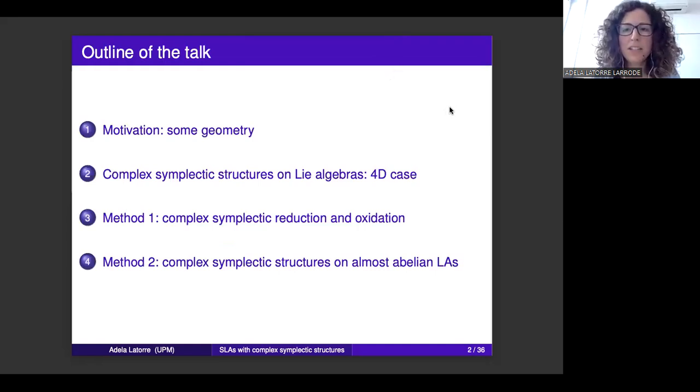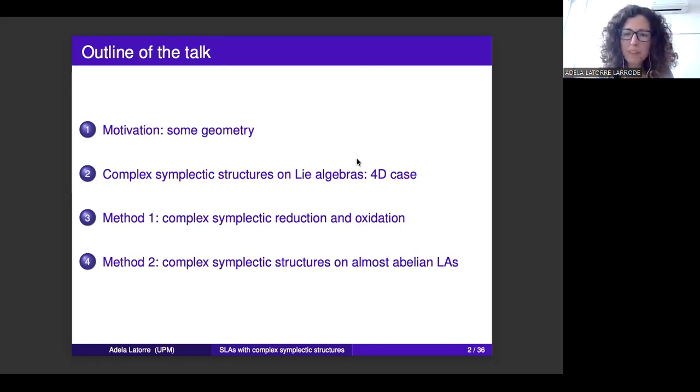So the talk will be divided into four parts. First, I will explain in detail this motivation. I will explain a little bit of geometry so that you can all understand the problem and why it is interesting to me. And then I will define specifically what these complex symplectic structures on Lie algebras are. And I will study in detail the four-dimensional case.